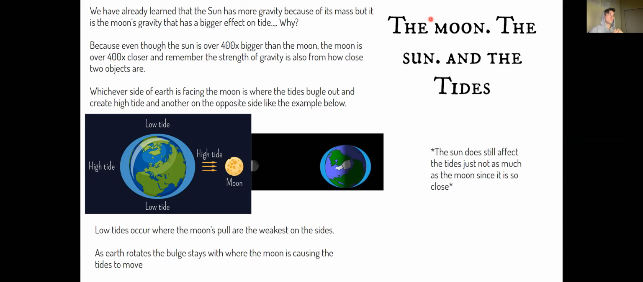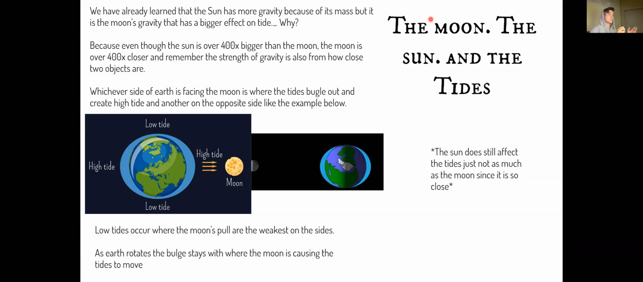Why? Because even though the sun is 400 times bigger, the moon is like 400 times closer. The sun's really far away. It's very hard to tell that from all the pictures you see on Google, because it seems like it's right there, but it is huge and very, very far away. And we already learned, remember, it's not just how much mass something has. You have to be close to each other for gravity to really affect it. The moon has less mass, but it makes up for it because of how close it is, all right?